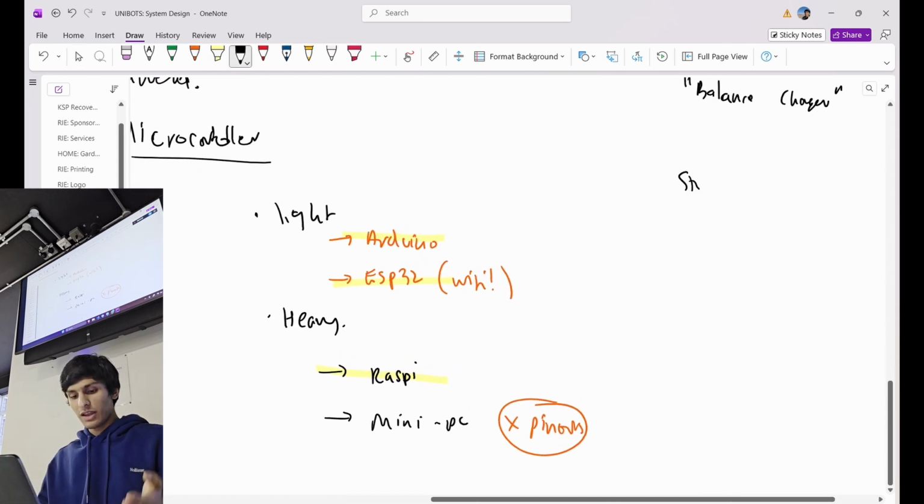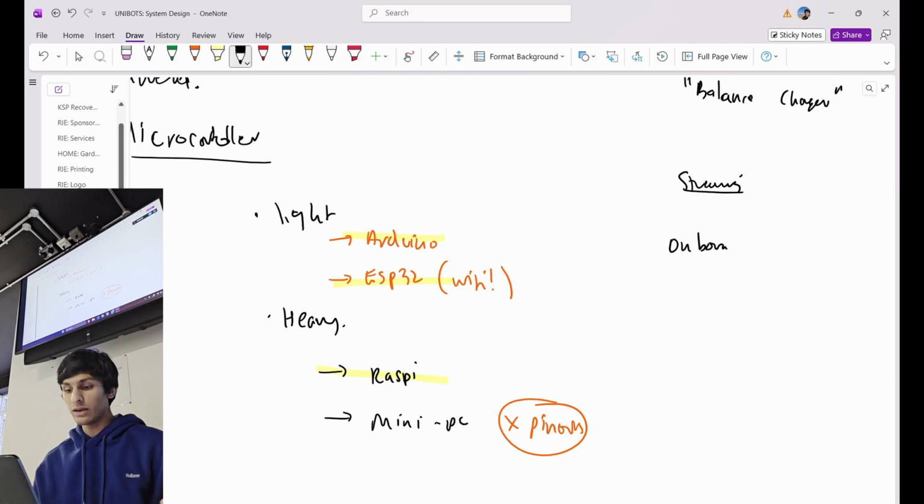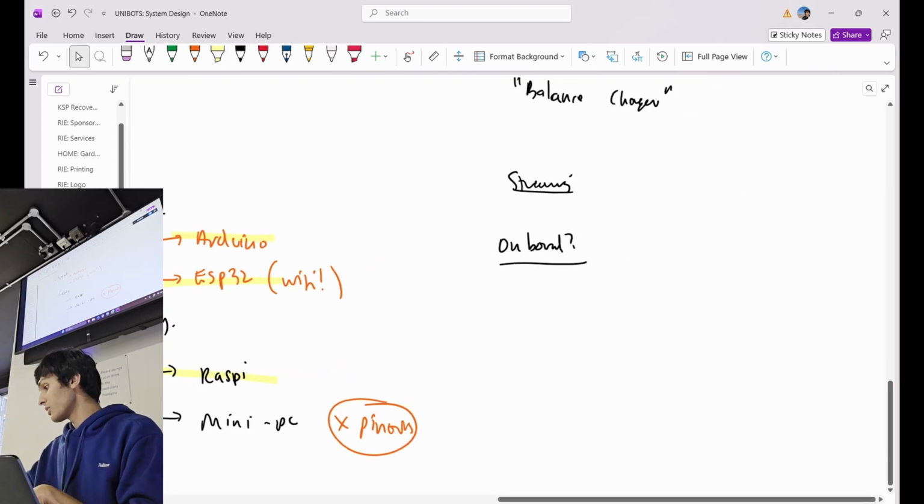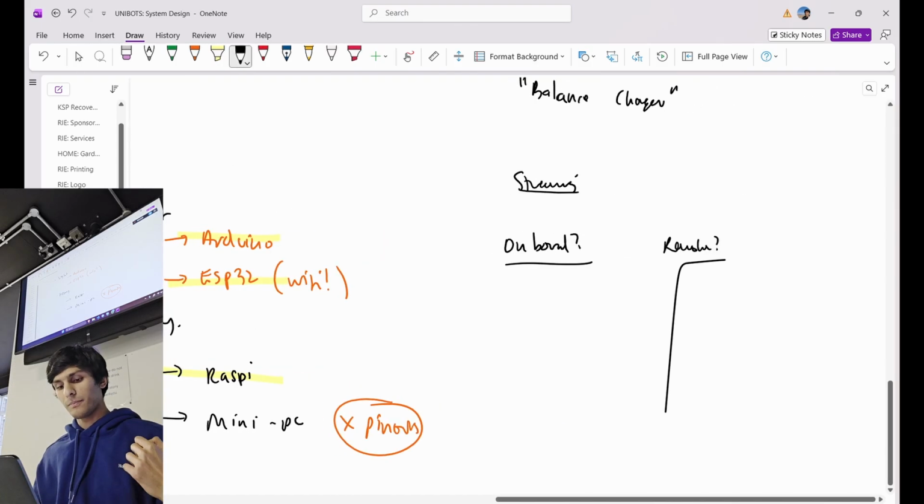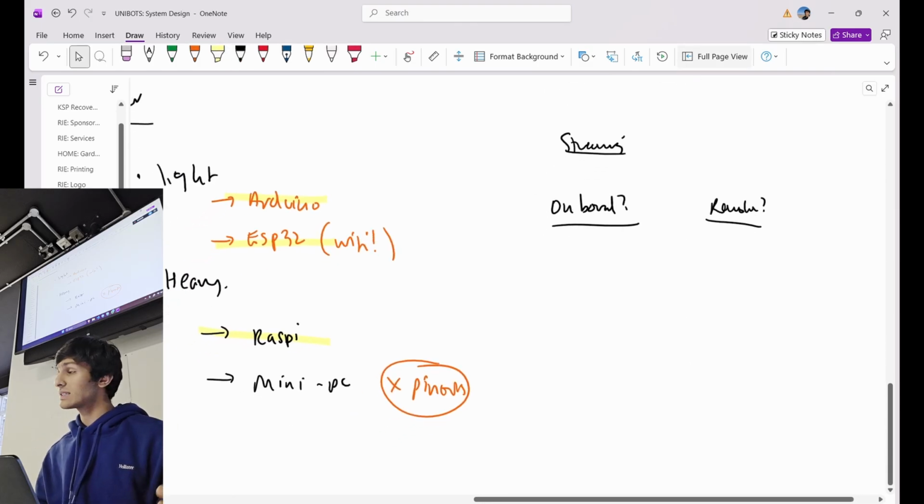It's like your laptop, right? If you had your laptop, how do you connect it to the motor controller? There's no way. I can't plug a cable in here and then go on the other side to the motor controller. There's no general purpose input output. That's the problem with the mini PC.